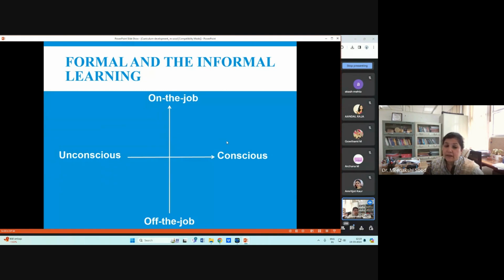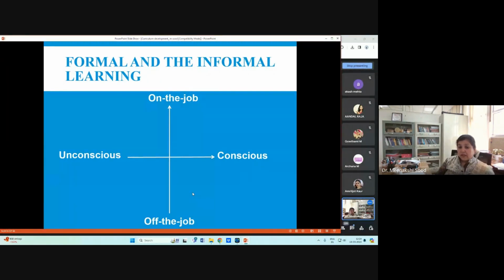But sitting in the class, behaving properly, talking to peers, communicating with the teacher and with friends, that is your unconscious on the job learning, which is not covered in the syllabus, but it may be part of your curriculum. That is what the students are learning in the classroom, but unconsciously. Similarly, learning can be conscious and off the job. Can anybody give me an example?